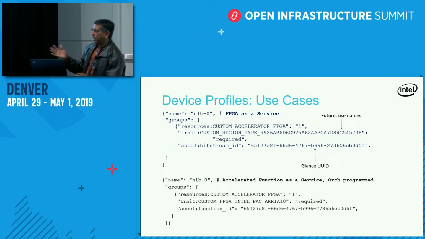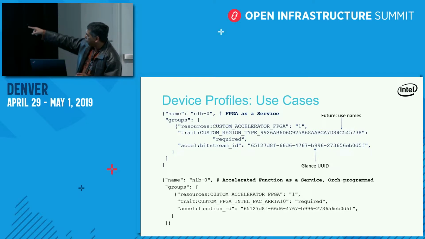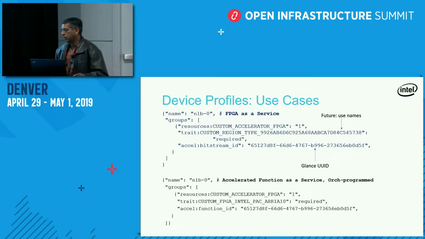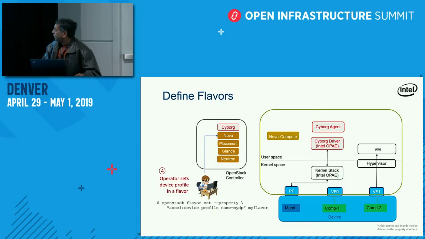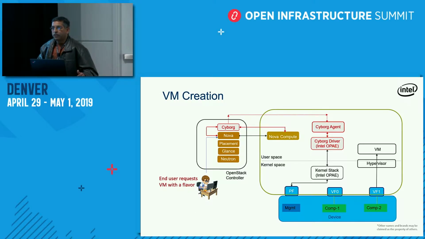If you don't know anything about FPGAs or the GPU model names or whatever, you could ask for something like what's in the bottom. You could say, I want a function ID in a particular device name, and that's it. So it's a higher level of abstraction. There's less device knowledge needed on the part of the operator, and we can do that as well. Once you set the device profile in the flavor, you would launch a VM exactly like today. You would ask for a flavor, an image, and whatever else you want, with nothing additional on the command line or on the Nova API. Any questions on that?